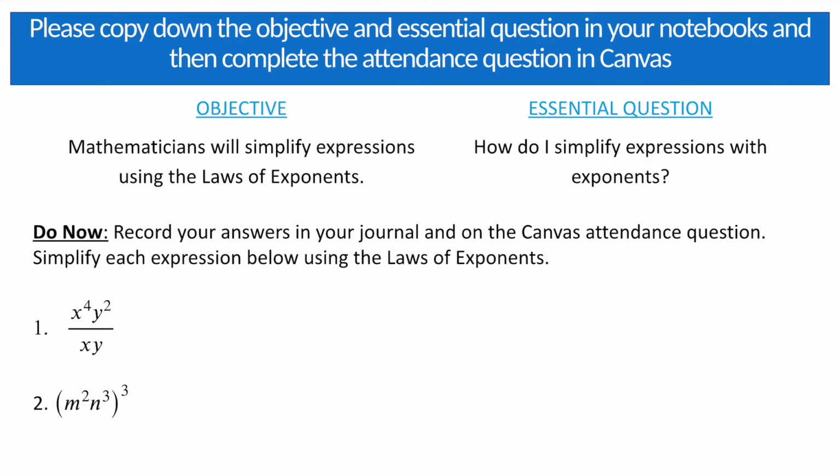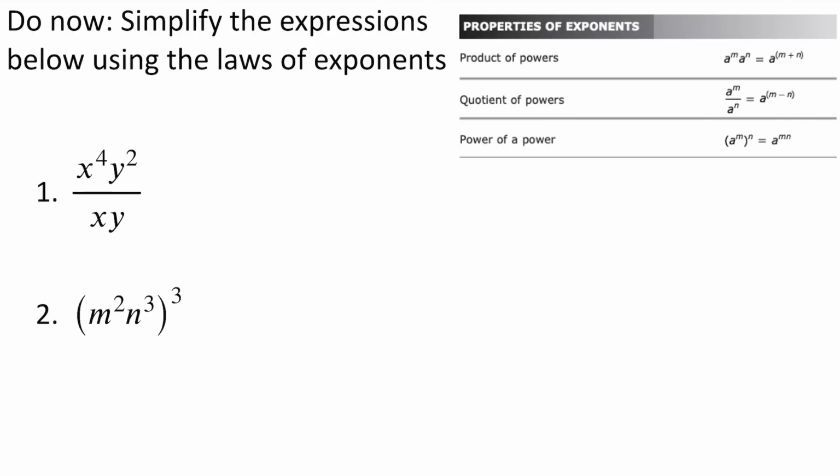So the first thing we have is problem number 1, x to the fourth y squared over xy. Anytime we have a problem with exponents, the first thing we have to do is label any missing exponents. So we want to label all missing powers. If a letter or number does not have an exponent, we have to give it a power of 1. Looking at our first problem, x doesn't have a power, so we give it a power of 1, and y also doesn't have a power, so we give that a power of 1.